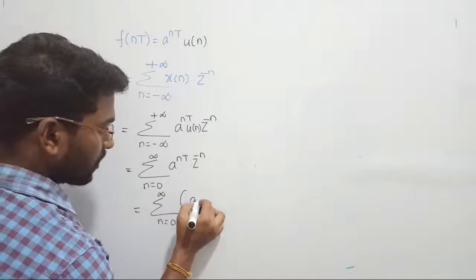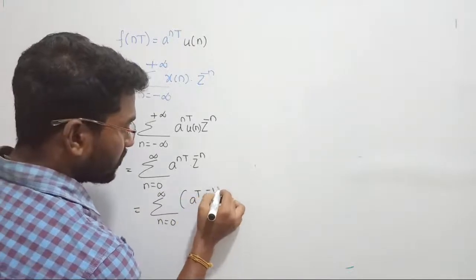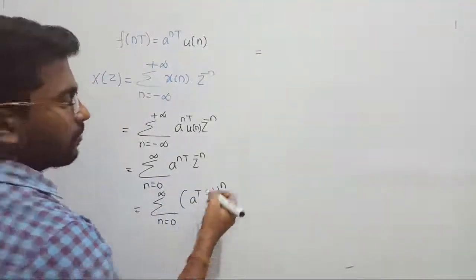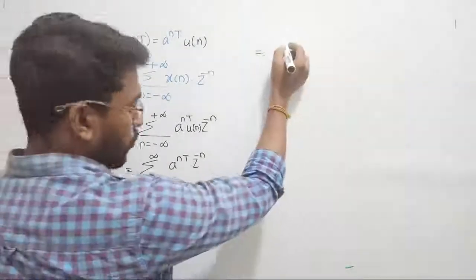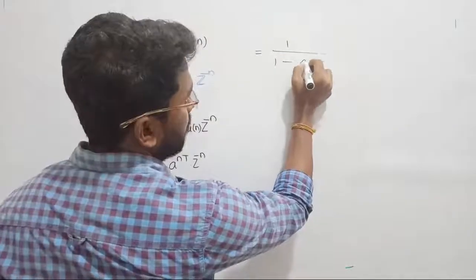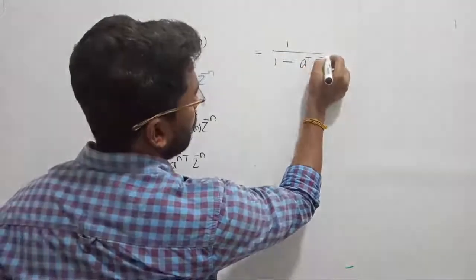This function can be written as (a^t · z^-1)^n, such that your finalized answer for this function will become what? We have to consider the first term in the numerator, that is 1 divided by 1 minus the common factor, which can be written as a^t · z^-1.